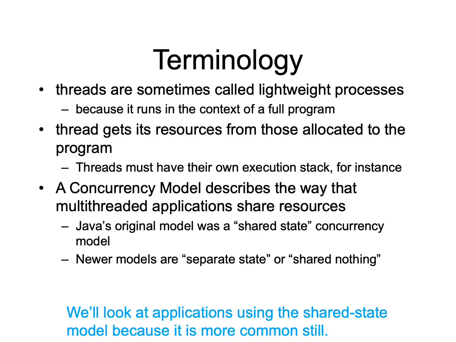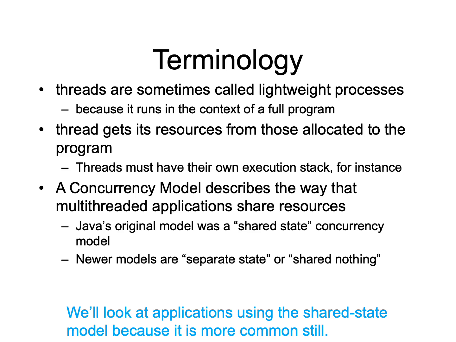So the resources allocated to the program are divided up by the threads. For example, threads have to have their own execution stack. So if you've got a program that has limited resources, it's not going to get more resources by multi-threading. It just shares the resources it has with its threads.